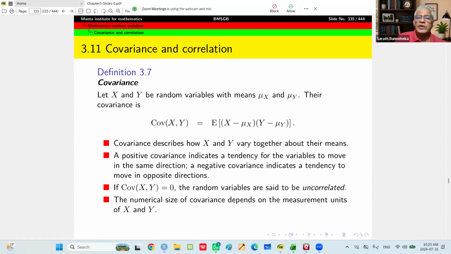So even though covariance actually gives you a measure of the variability of X and Y together around their mean point, right? There's a mean point. Mu X, mu Y is the mean point. But the value, it's very difficult to interpret because it depends on, first of all, the units of X and Y. And therefore, it's difficult to interpret.